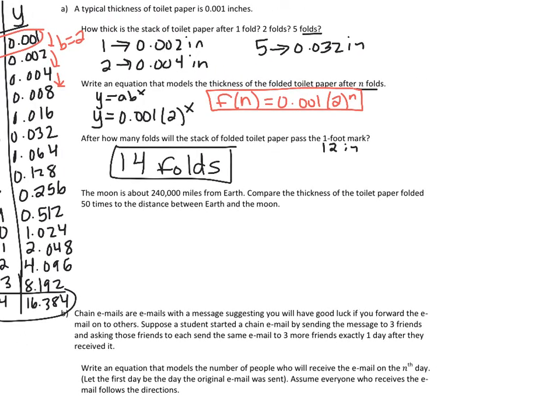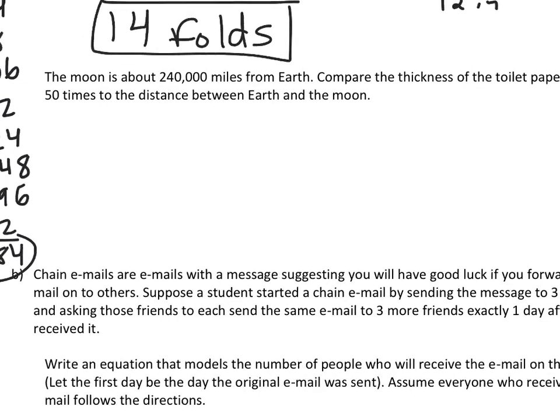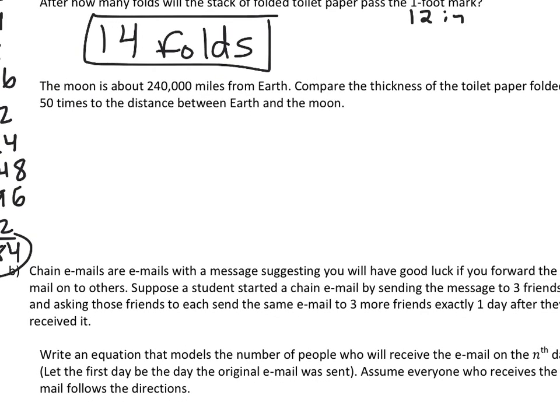This next question is a little more involved, has a little more calculations. The moon is about 240,000 miles from Earth. Compare the thickness of the toilet paper folded 50 times to the distance between the Earth and the moon. So now when you go in your calculator, I want you to scroll all the way down to 50 times. You should see scientific notation. So you should see 50 and then next to it 1.1 E12.